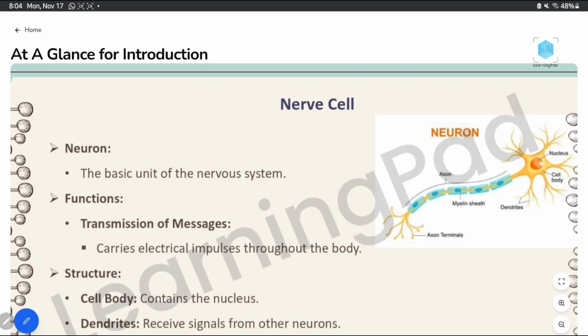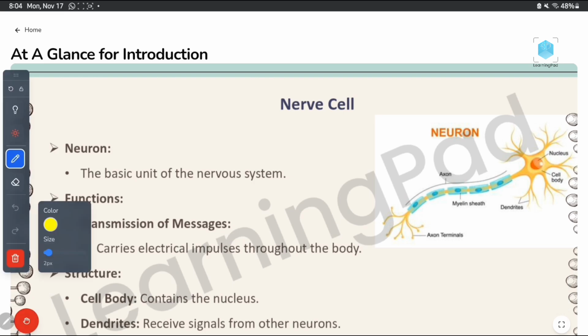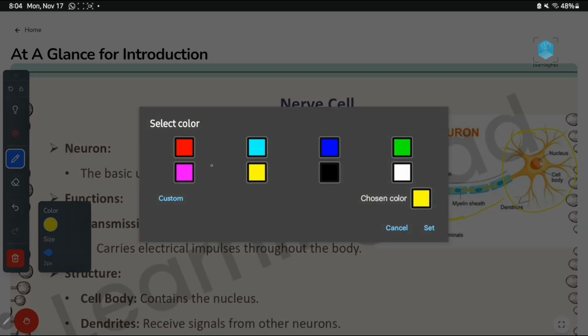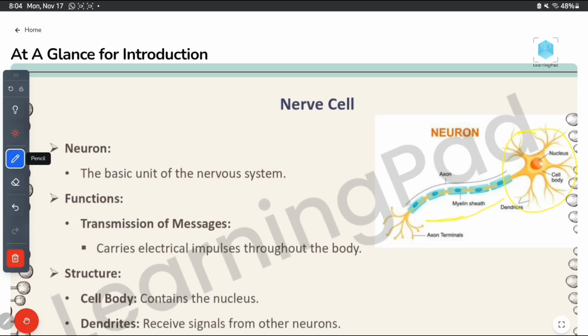Nerve cell has, here in the picture you can see, children, I am just showing the picture. In this picture you can see the cell body. This is the cell body. The cell body has a long tail. So let's take a different color so that we can understand the diagram properly. Let me select red color. This is the cell body.